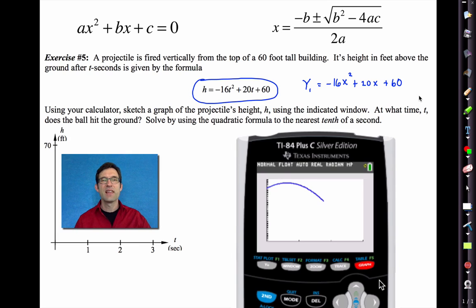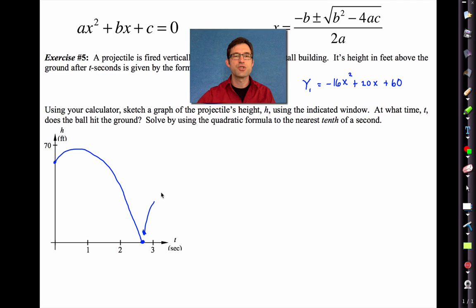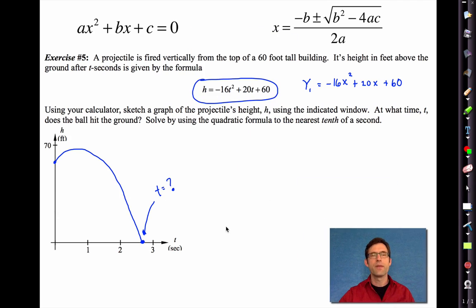All right, let me just sketch this curve. All right, starts right about there. And a nice parabolic path. We're very used to seeing these at this point, and then it hits the ground. All right, the question then becomes, after we've got the sketch, at what time does it hit the ground, right? Now, how do we solve that? Well, the ground, by definition, is where h is equal to 0.